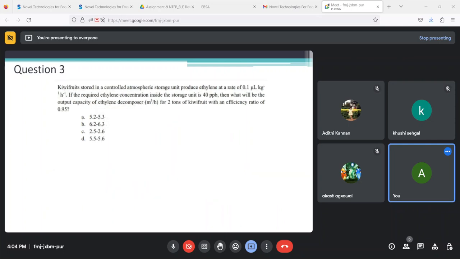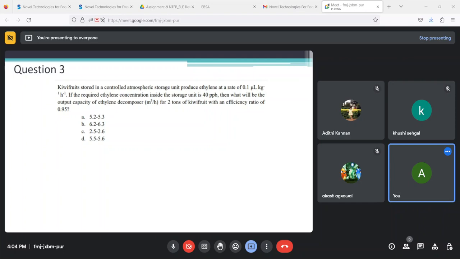Okay, question 3. We will now look at a numerical problem. Kiwi fruits stored in a controlled atmospheric storage unit produce ethylene at a rate of 0.1 microliter per kg per hour. If the required ethylene concentration inside the storage unit is 40 parts per billion, then what will be the output capacity of the ethylene decomposer in meter cube per hour for 2 tons of kiwi fruit with an efficiency ratio of 0.95?